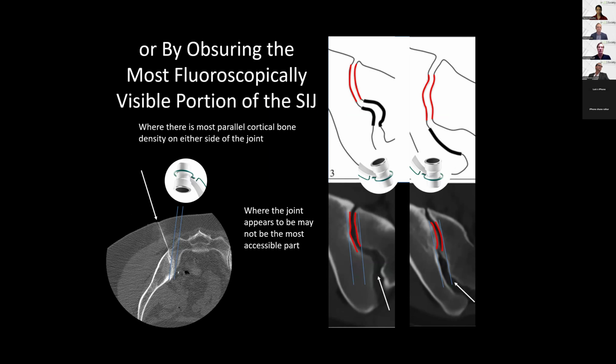The point is, when you have your eye there, the part that you see as the joint is an amalgam of the cortical lines. The greatest density, the greatest amalgam of the cortical lines, is where you see the joint. And as you see on the CT image, the joint looks like it's right there.